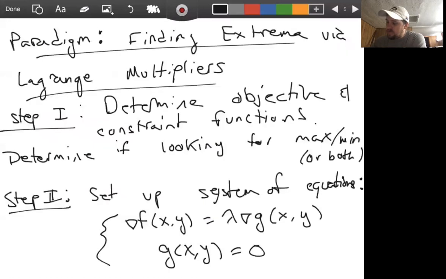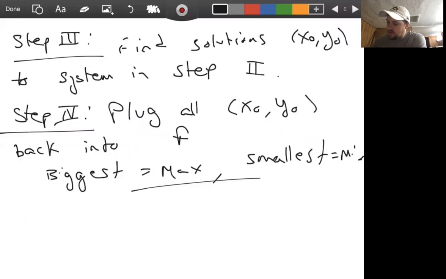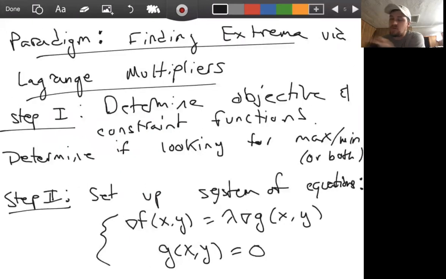You know, steps 1 and 4 aren't much work. It's steps 2 and 3 in particular that are really kind of the heart of solving problems with Lagrange multipliers. And so I think the best way to understand Lagrange multipliers and how they'll get us what we want is to do examples. So let's keep this paradigm in mind as we solve an example.